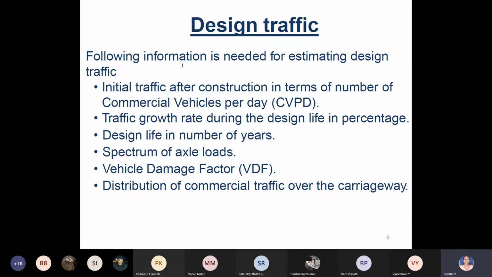Then the traffic growth rate during the design life in percentage, like 5%, 7%, whatever the increment in traffic is. Then design life in number of years, whether you're designing for 10 years, 15 or whatever it is. Then spectrum of axle loads. Spectrum of axle loads means if you have different wheels, I mentioned.